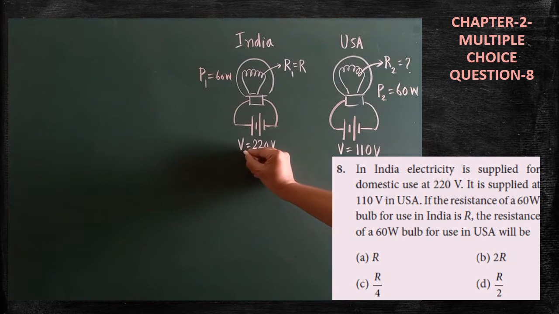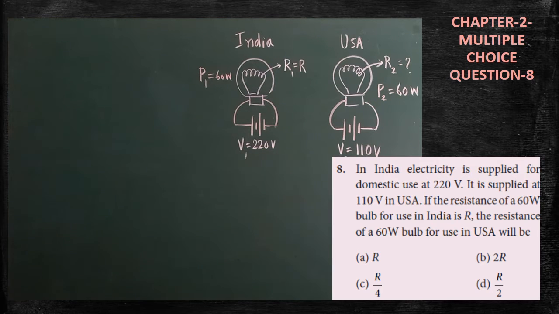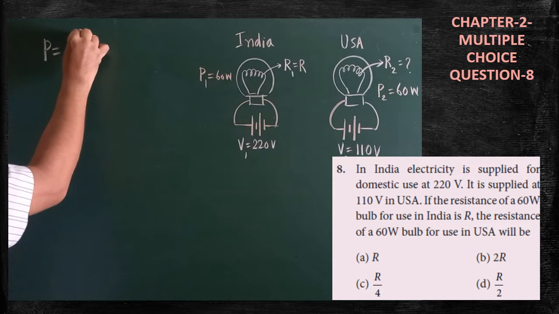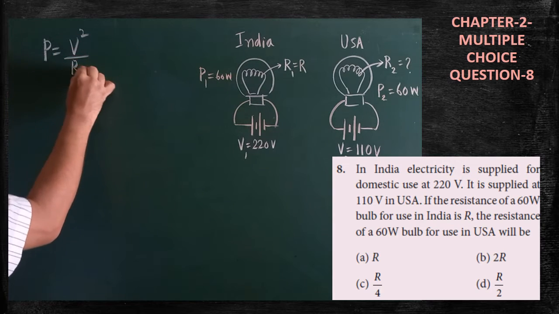Here this one can be written as V1 and this one can be written as V2. Look at the factors: resistance, power consumption, voltage. These three factors are there. You are asked to calculate what would be the resistance of the filament bulb when it is used in the USA. What is the general formula to calculate the power? Power is equal to V square divided by R.